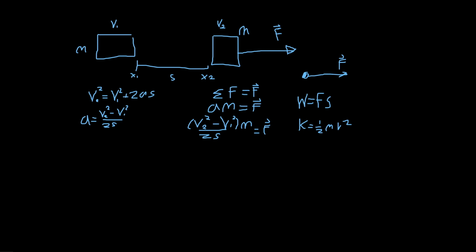And we can see that once we distribute our mass, we will get 1 over 2 mass times final velocity squared minus 1 over 2 mass times initial velocity squared, which brings us back to kinetic energy, or the work energy theorem. And we just have to replace those.